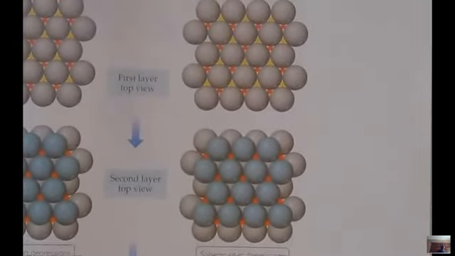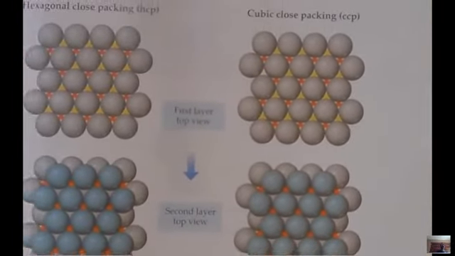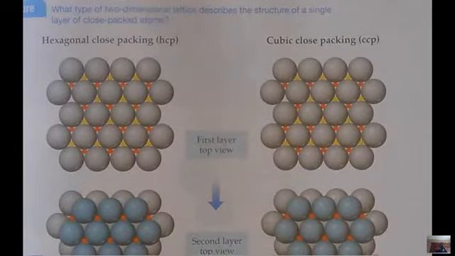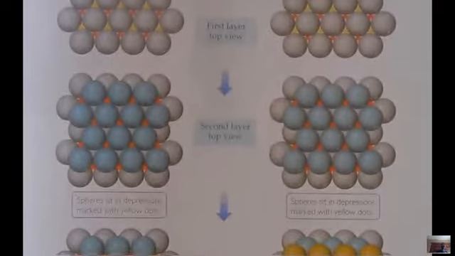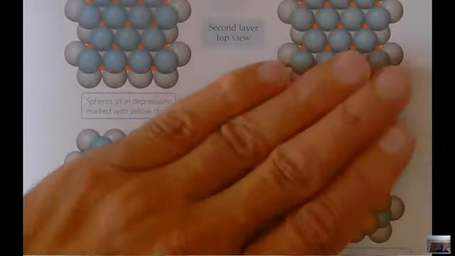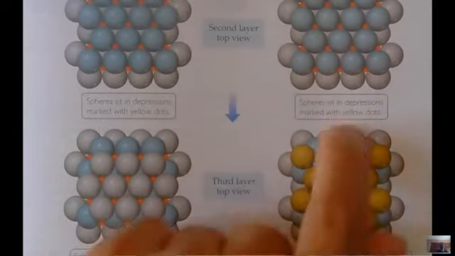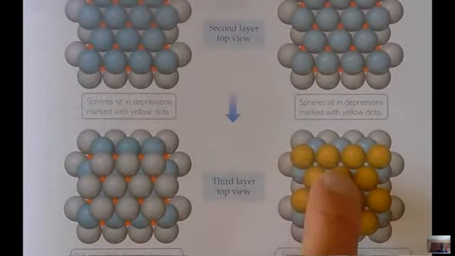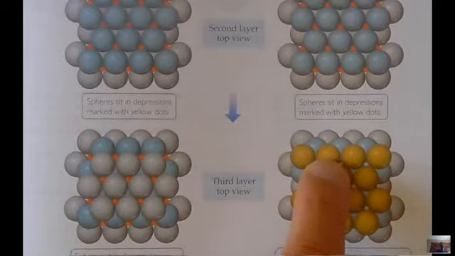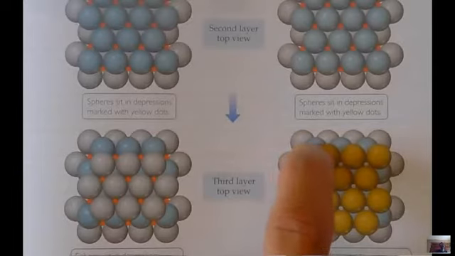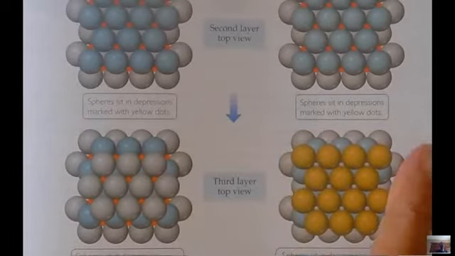Here's our cubic close packing. The first layer starts out exactly the same. No difference between here and here. The second one, exactly the same. Doesn't get unique until the third layer goes on. So I'm looking down, right? These were all looking down here. The third layer goes into a unique new space, not exactly where the first one is, not where the second one is, but a new layer.